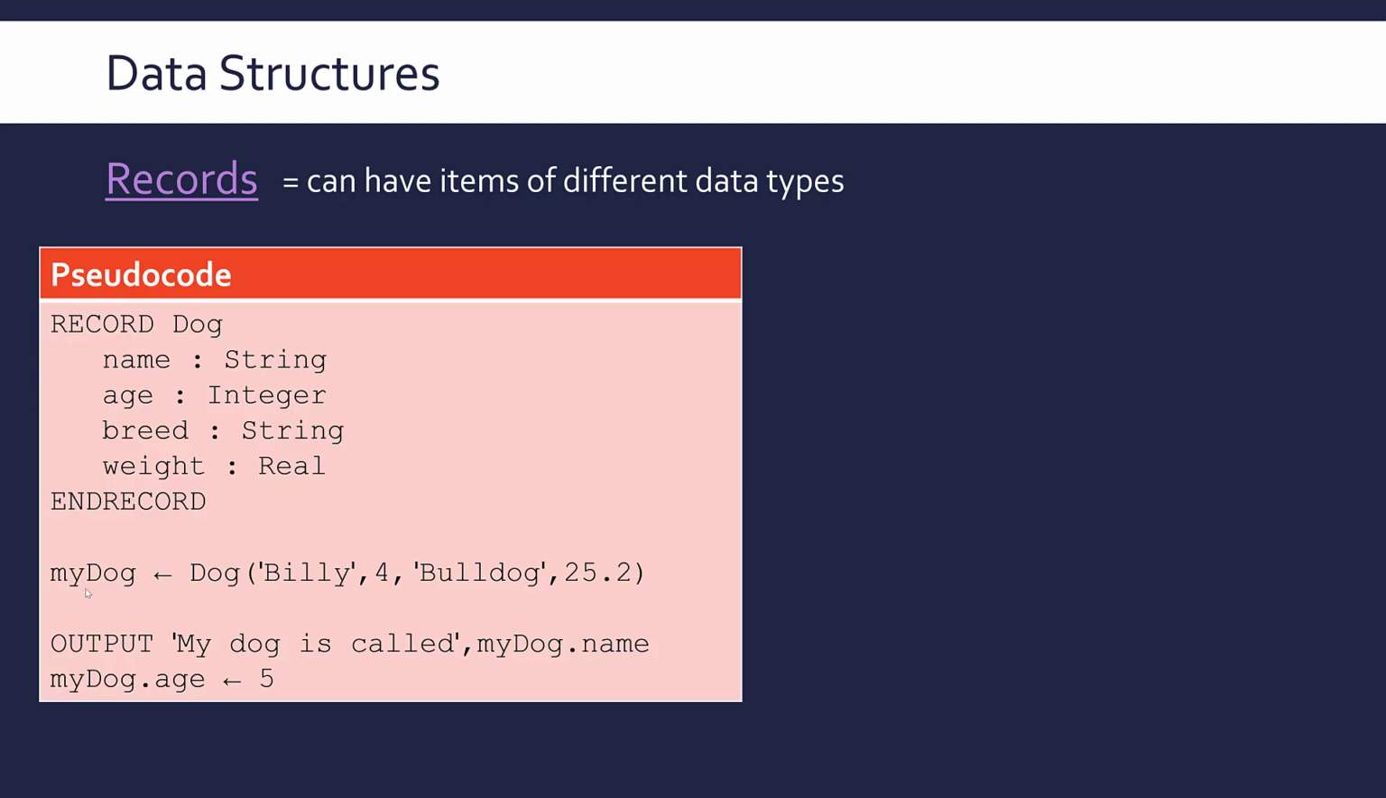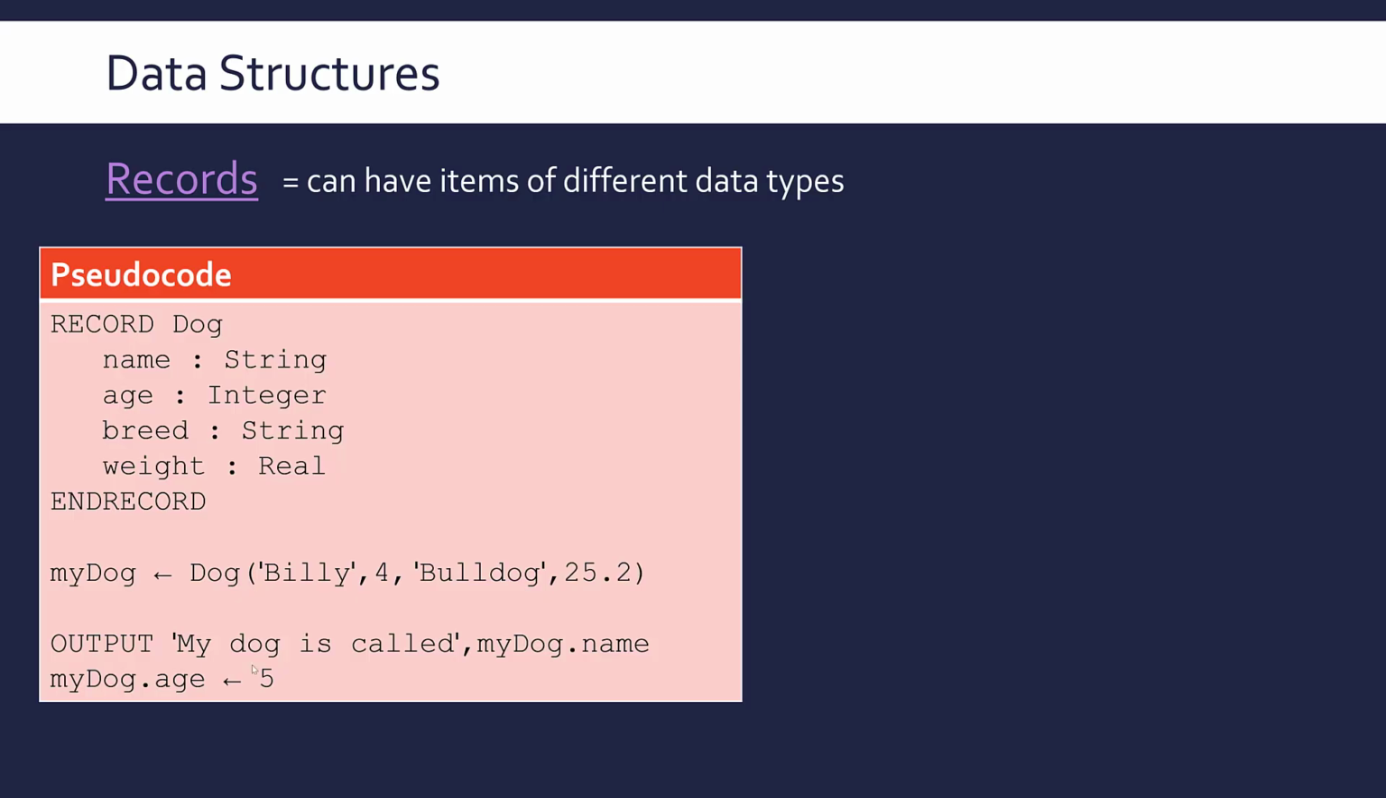The next line, myDog is set to be Dog('Billy', 'Bulldog', 25.2). This is me giving values to a particular instance of this data structure. So myDog is my record. I'm making it a dog record with the following items. So you can see I've got two strings and an integer and a real. I've got a mix of data types. And I've got normal brackets, and I've got the kind of record name before these brackets. So a little bit more confusing, I'll definitely admit.